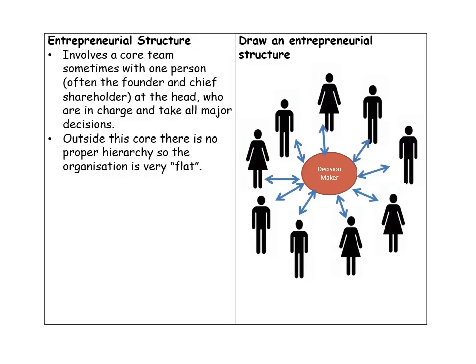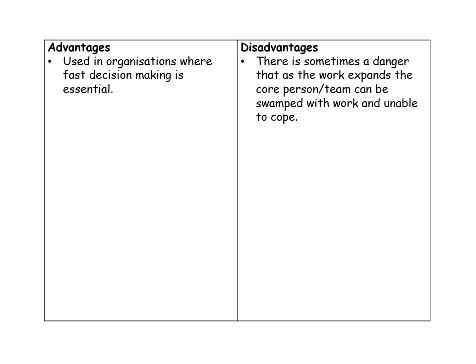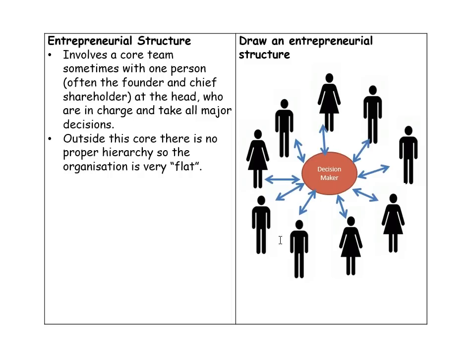Okay, another structure is an entrepreneurial structure. Now, this is only really relevant when you're just starting up a business. So you have the person that started up the business, the entrepreneur, maybe in the middle, and then everybody reports to him or her. So you have a core team at the middle, and it's completely flat, really. You just have that one person making the decisions and everyone else reports to them. So your advantages are fast decision making because you're just going to one person. But as the work expands, as you get into a larger business, you can't run that type of organisation because it would just be far too complicated. You'd have far too much work.